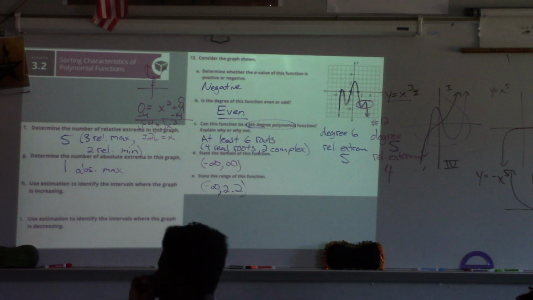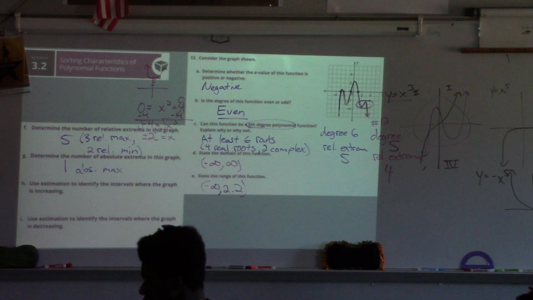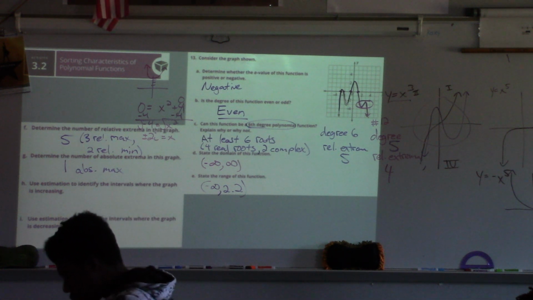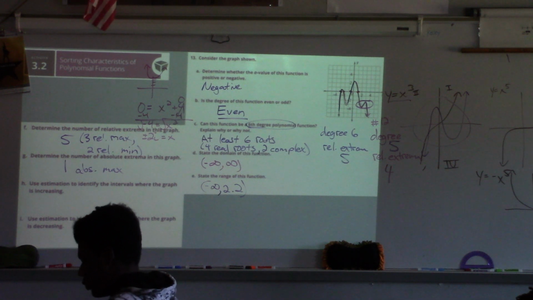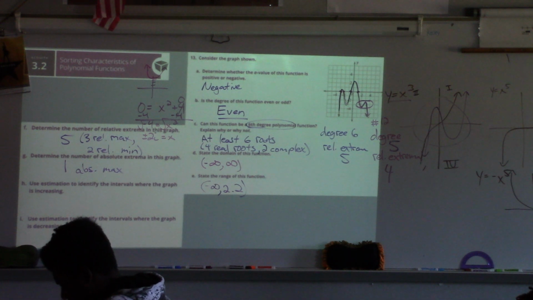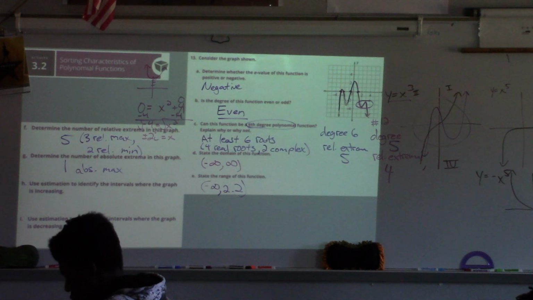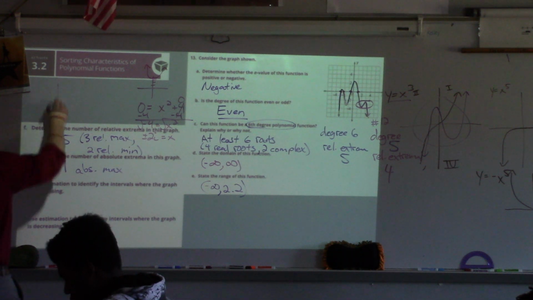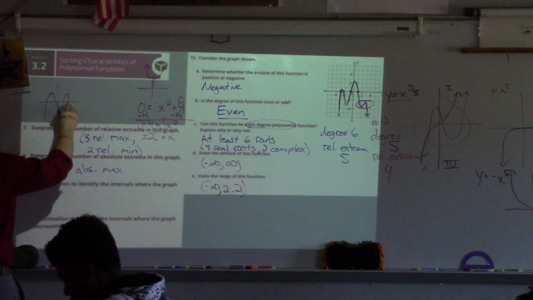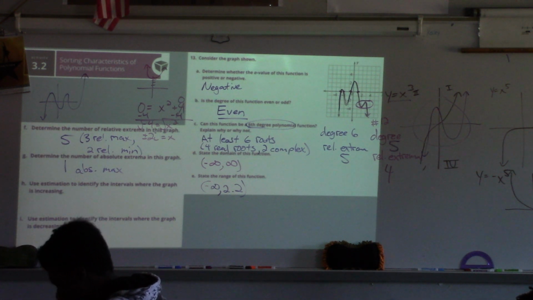I want you to notice, what is the most we've ever had with an absolute max or minimum? How many absolute max or min? Remember, infinity is not a number, so we can't actually quite get there. How many absolute extrema do we have on the previous problem? 0. Here we have 1. You only have 1? 1 is the most for the absolute. Because remember, if it's a cubic or an odd degree, can you ever have an absolute for an odd degree?